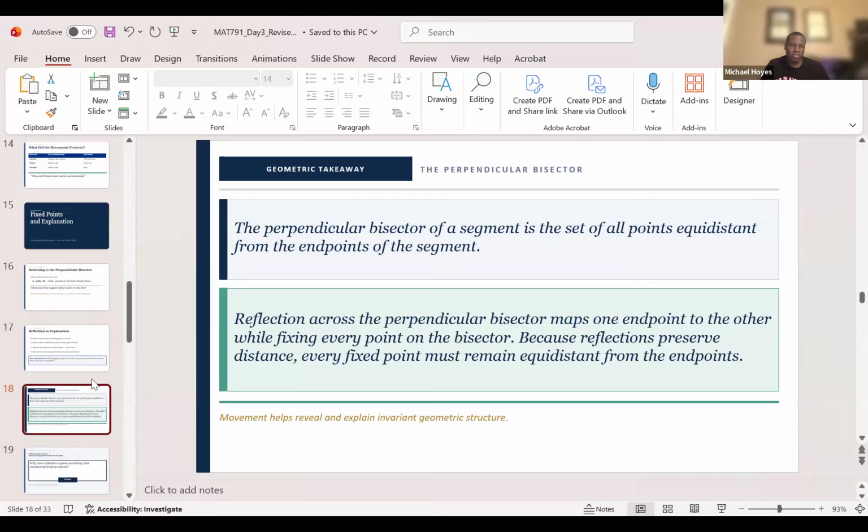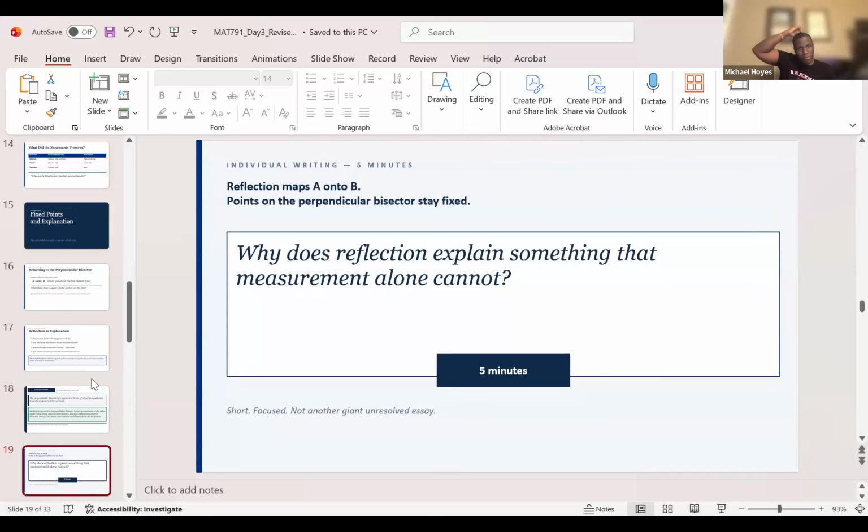And then this last thing: a reflection across the perpendicular bisector maps one endpoint to the other while fixing every point on the bisector. Because reflections preserve distance, every fixed point must remain equidistant from the endpoints. That's the big thing about utilizing reflections to help us prove stuff: the preservation of distance.